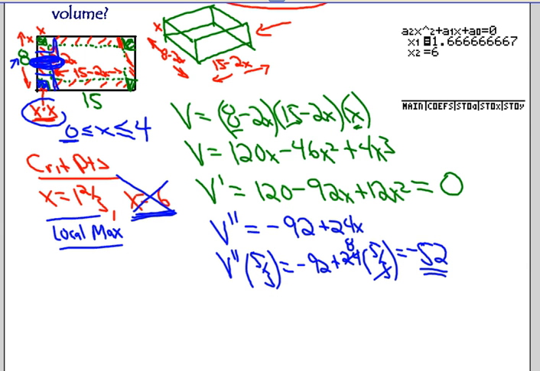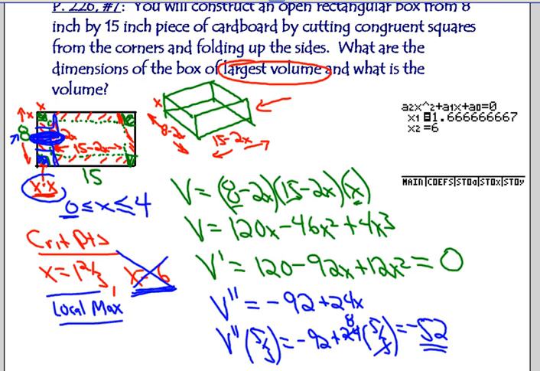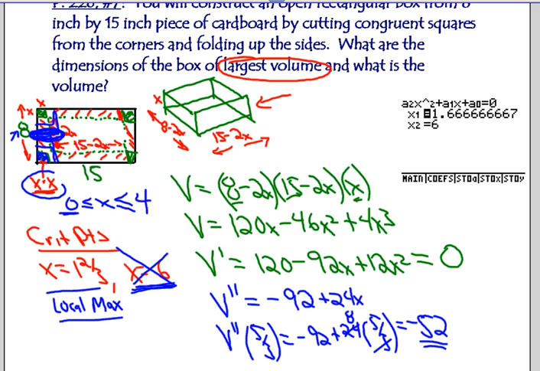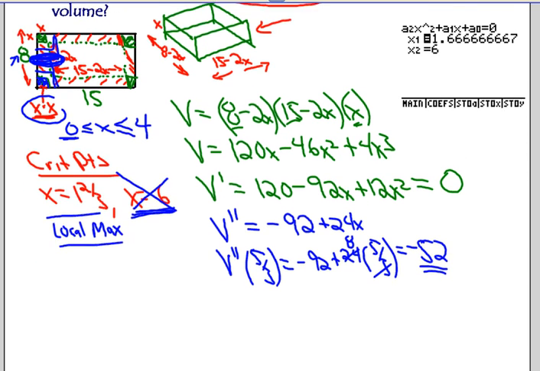It is the only critical point that we have, so our function goes from increasing to decreasing. Our derivative would change from positive to negative. By the second derivative test, we have found the local max. Now, let's answer the question. What are the dimensions of the box of largest volume? We found x, but let's find all the dimensions. And then what is the volume?